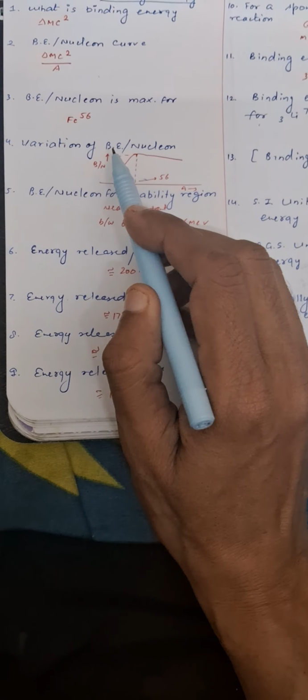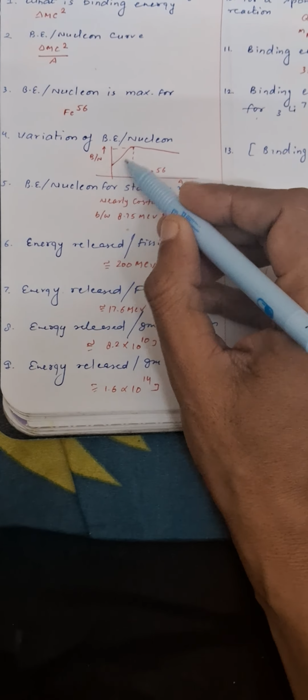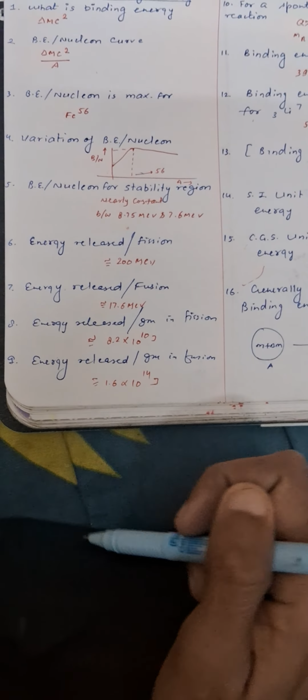Next is the variation of binding energy per nucleon. The graph is like this and it has a maximum at iron-56. Next is binding energy per nucleon for the stability region. That is nearly constant in the stability region, and the value lies between 8.75 and 7.6 mega electron volt.